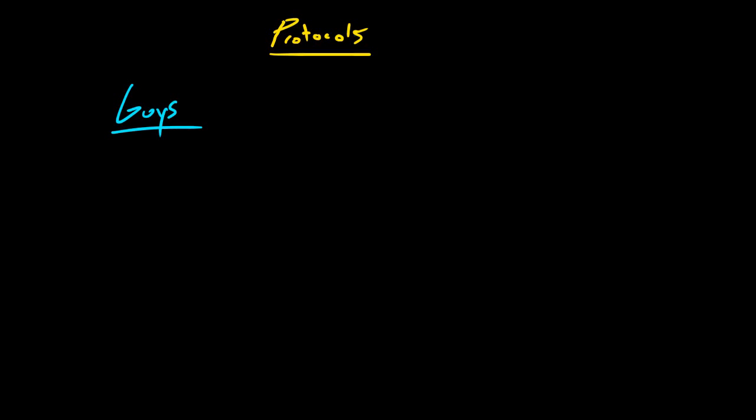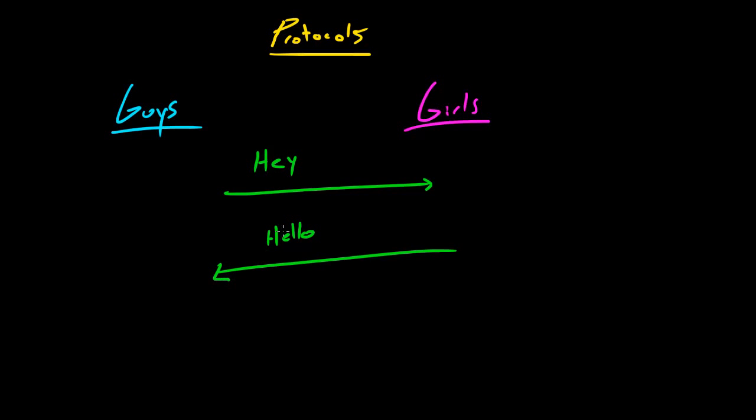So what I want to do is show you guys how guys, who will be on the left in blue, pick up girls on the right. So let me go ahead and use, what's a good color? Green. Here we go. So this is a typical exchange whenever you want to, let's say, get a girl's number. The guy says something like, hey, to the girl, and the girl responds with hello, says it back to the guy, and then the guy, of course, will say, can I get your number?